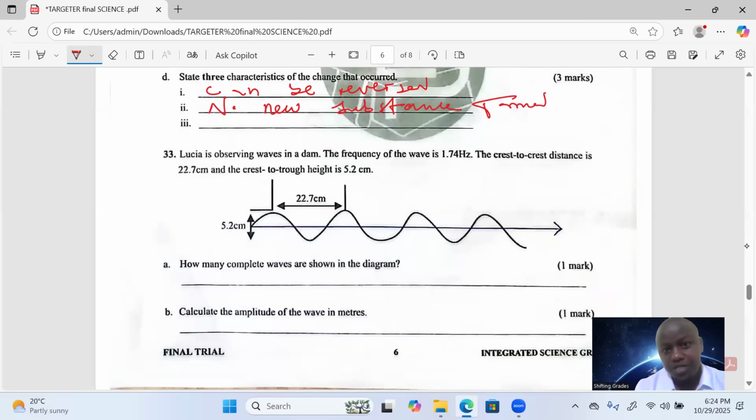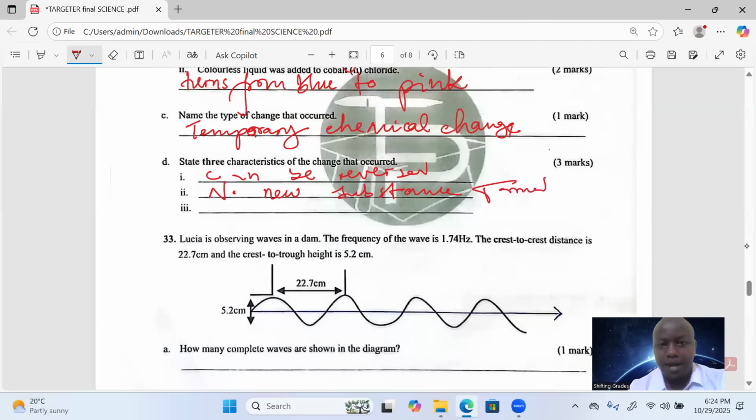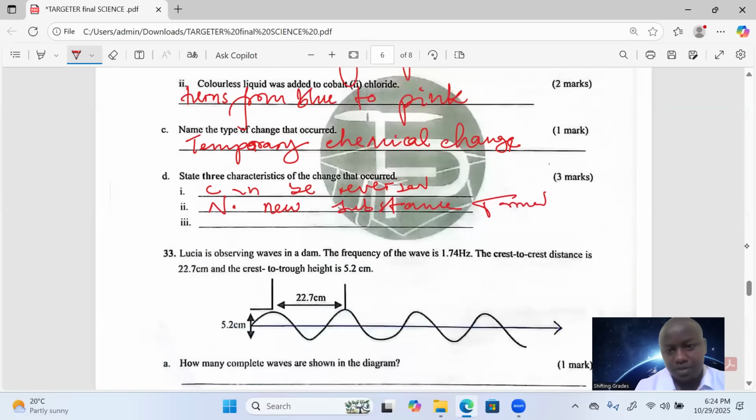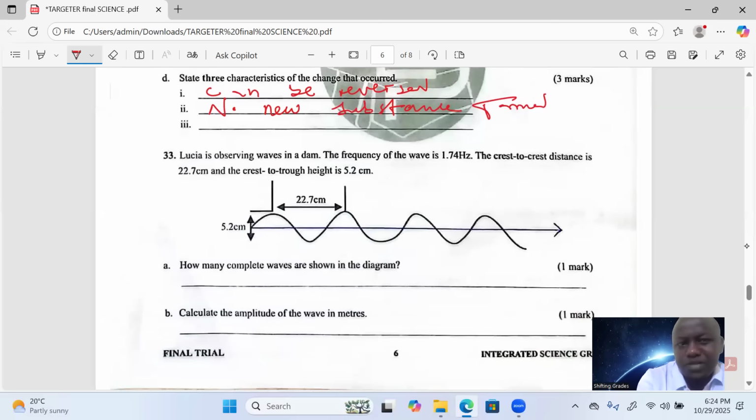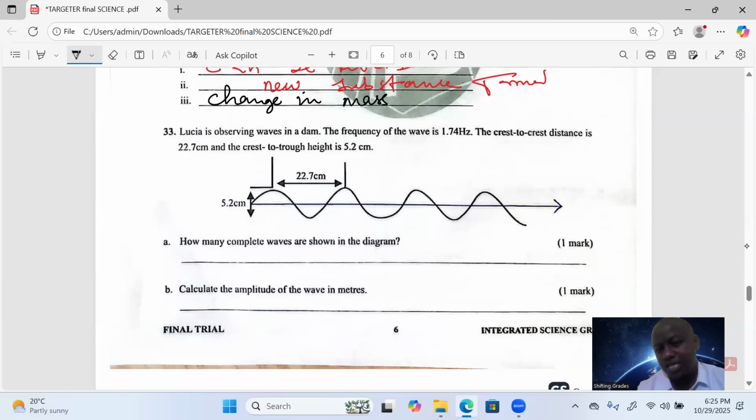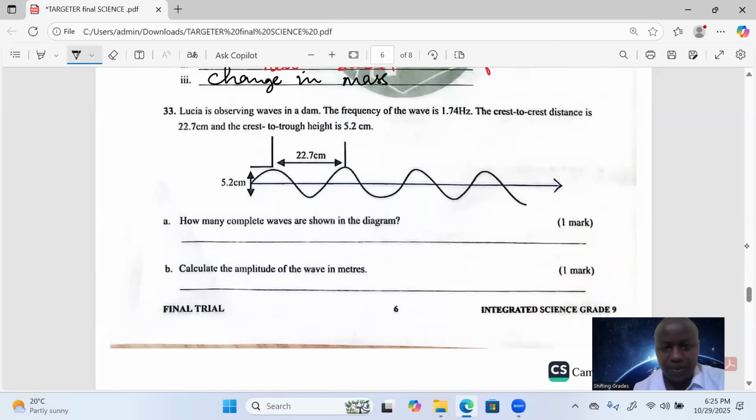And again, when you look at it, there is change in mass. Okay, a new substance is formed, actually. Let me tell you why. A new substance is formed because it is hydrated cobalt 2 chloride and anhydrous cobalt 2 chloride. So a new substance is formed. Change in mass: there is loss of mass because the water has some mass and it gets lost.